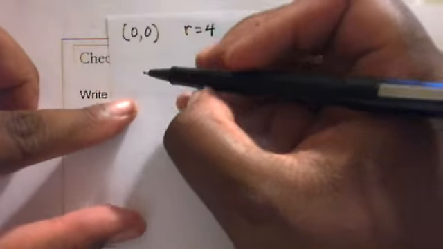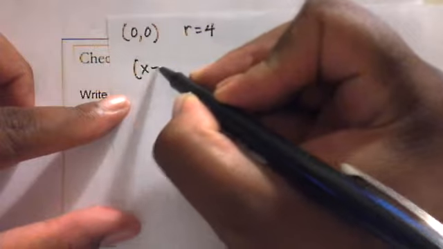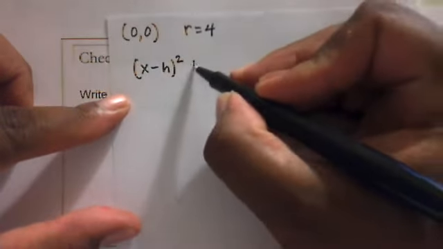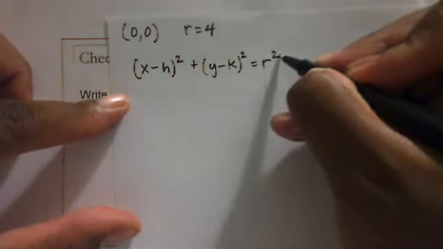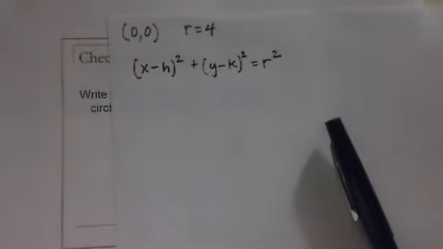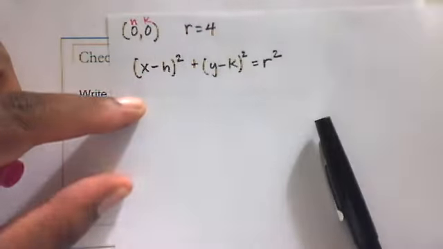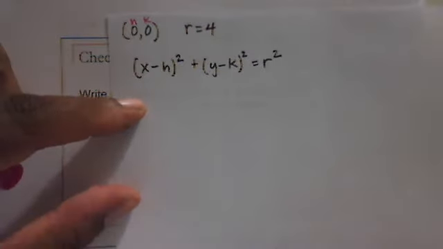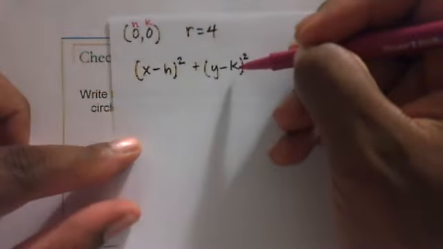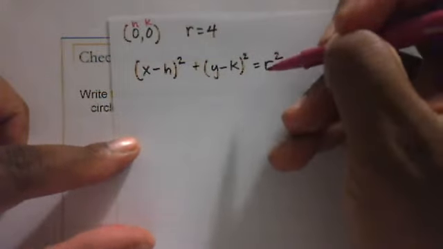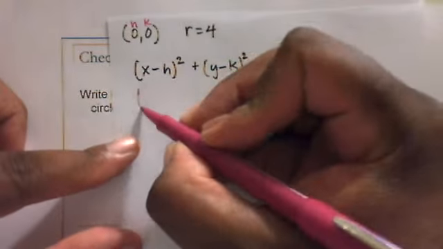The standard form is x minus h quantity squared plus y minus k quantity squared equals r squared. Now the center is 0, 0, so that means that h is 0 and k is 0. That's very important because the center is always (h, k). Now we just replace the h and the k in this formula, and also r is 4, so we replace the r with 4.